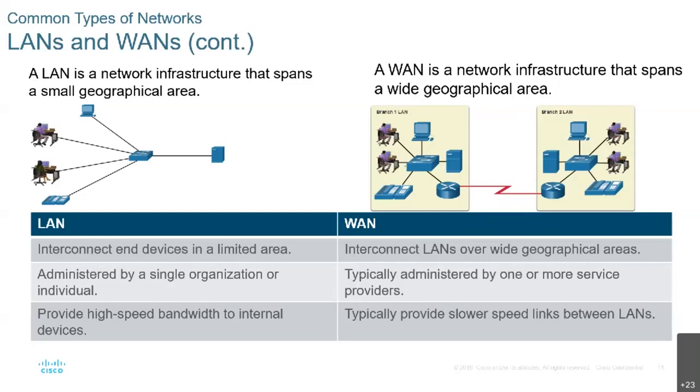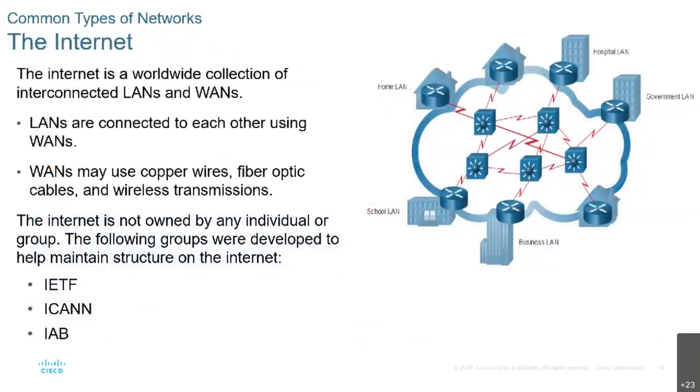As they say over here, you can have multiple branches and you can connect them together by using your routers. So what is the internet? The connection of all these routers all around the world, my dear students, is your internet. So this is the magical device that makes internet happen.